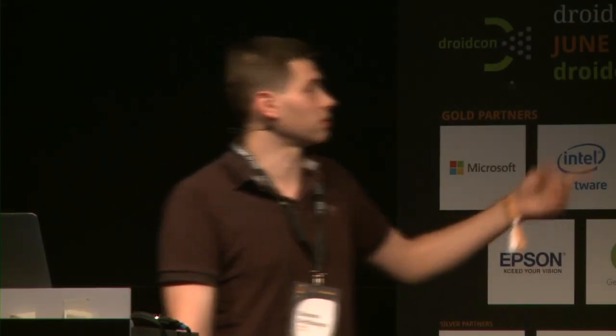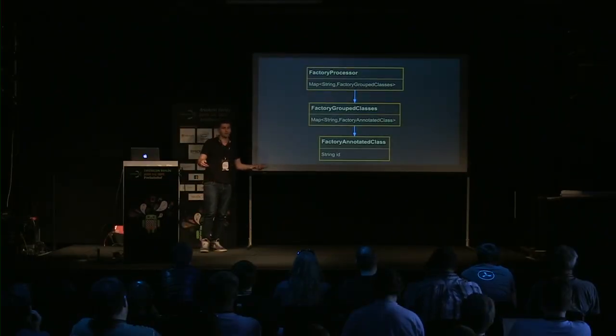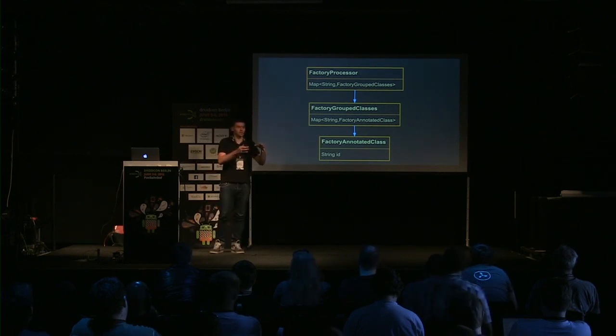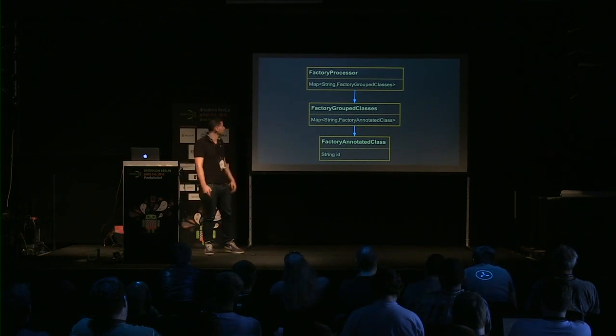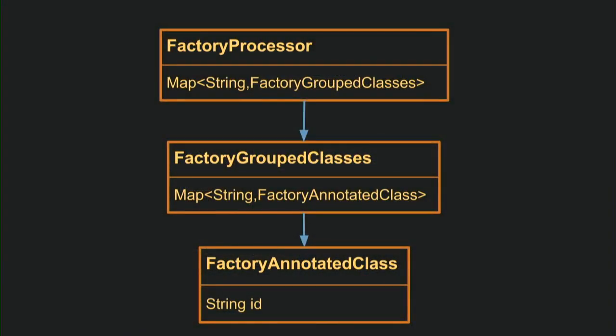So to sum it up, it's something like that. From bottom to top, we have the FactoryAnnotatedClass representing a class annotated with @Factory. We have the grouped one, which is a list of factory annotated classes. And the processor itself also holds a list of all factories. Because in our sample we are only using one factory for meal, but in theory, there could be more different factories.